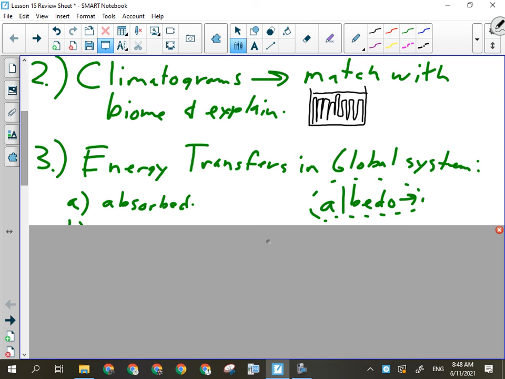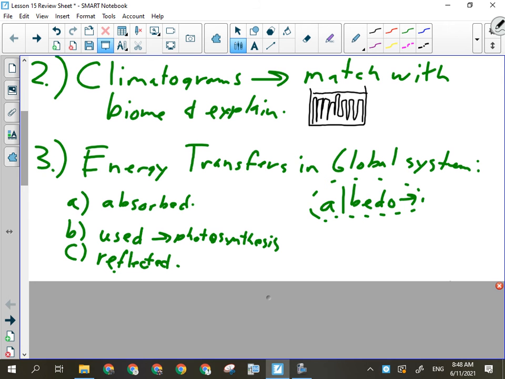Okay, how much is absorbed, how much is reflected? Determined by albedo. Important term, important we know what it means. This tells us the reflectivity of the Earth's surface. The higher it is, the more reflective the Earth's surface is in that location. Snow has an incredibly high albedo. Bare black dirt has an incredibly low albedo. All right, so those are the 3 fates of light.